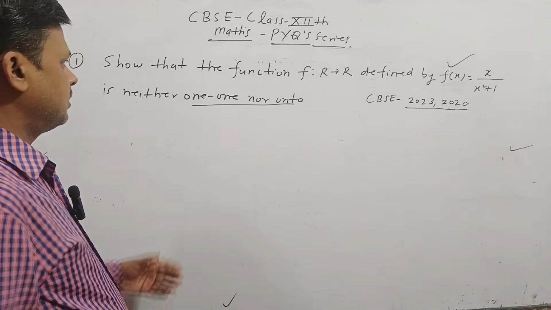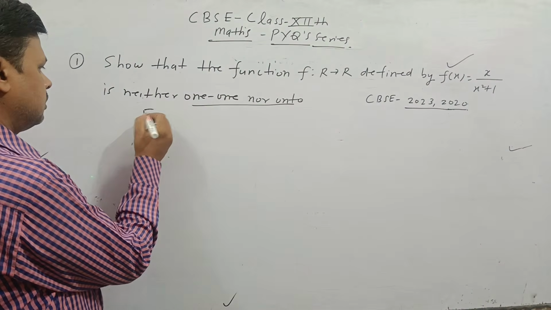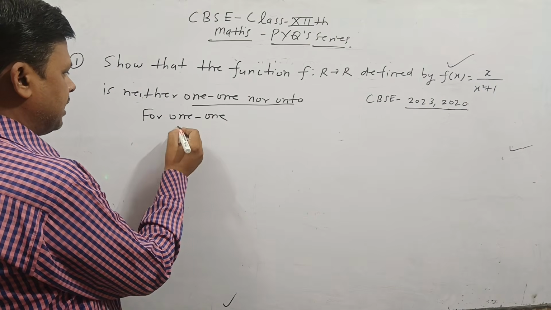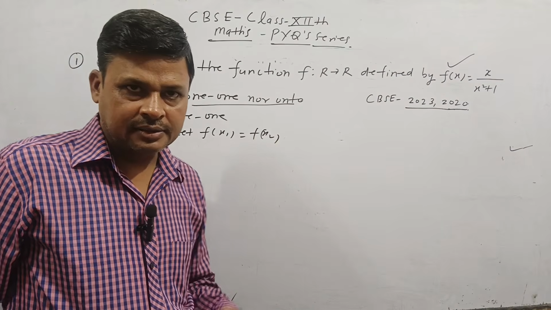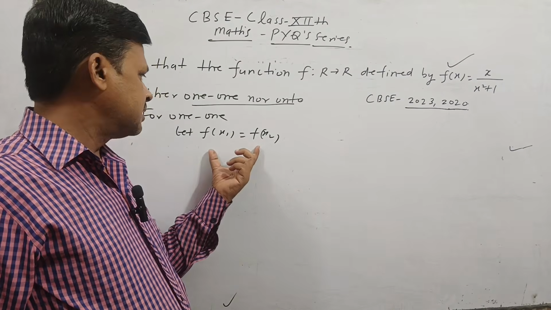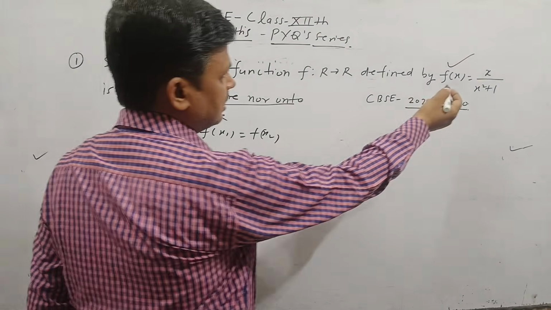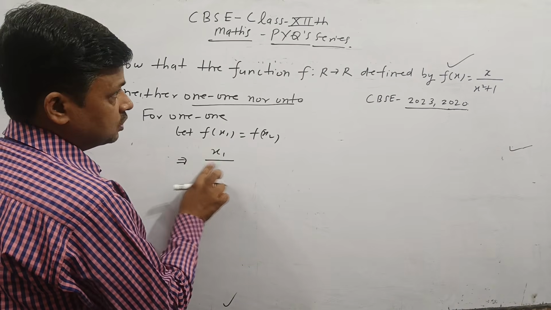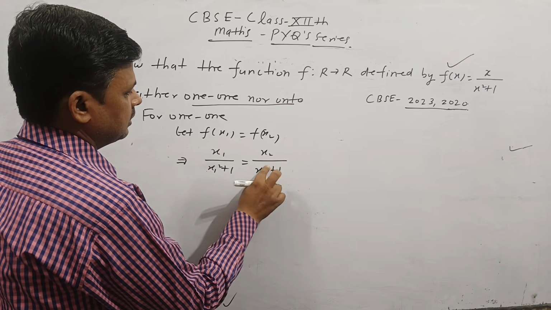So we have to check firstly for the injectiveness of this function, that is for 1-1. I have already shown you that we will take f(x1) = f(x2), meaning the images are the same. If there are elements x1 and x2 of the domain, and we have considered that their images in the codomain are the same, what will happen? The definition of the function is this. So it will be x1 upon x1 square plus 1 is equal to x2 upon x2 square plus 1. This is the way.